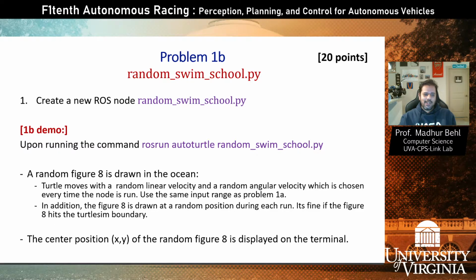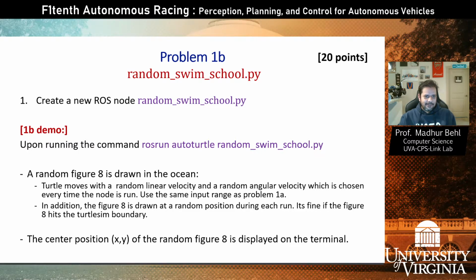And one way of doing that is a requirement. So be careful to read everything on the slide as well, because in addition to the random figure eight being drawn, the center position, the starting position of where the figure eight starts from, needs to be displayed on the terminal as well. Okay, so that is a requirement for the ROS node. So make sure you don't just draw the random figure eight and forget about displaying the center position.